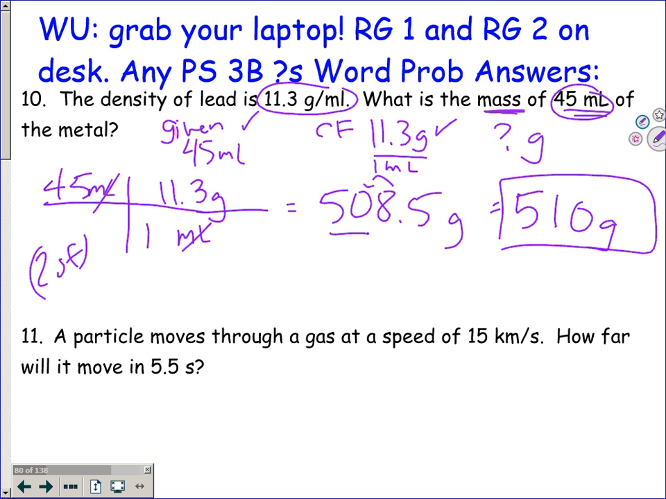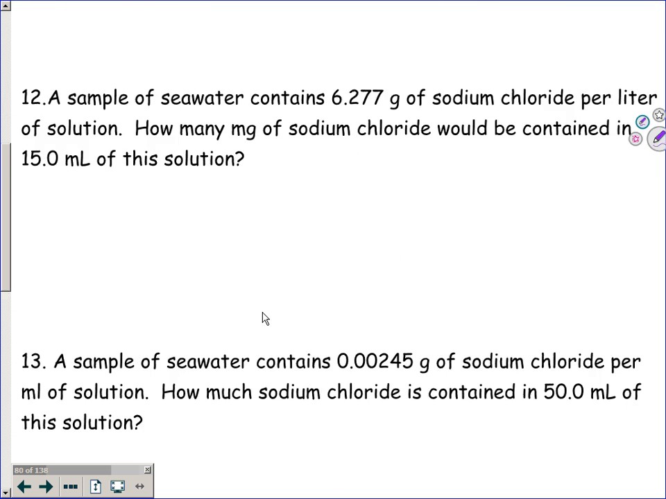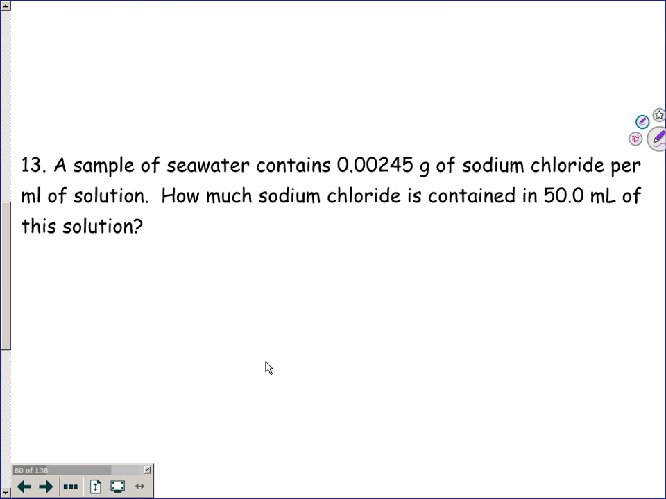All right, you should be fine with single step ones. Reading a word problem, what are the 3 things you're looking for? Given, you want conversion factor, and the question. All right, go on to 13. Find the given, the conversion factor or factors, and the question. You're writing down these 3 pieces. This is a single step. Let's do a harder one.